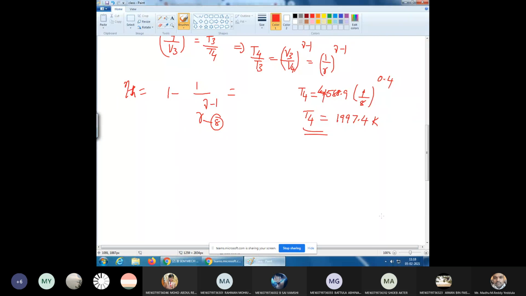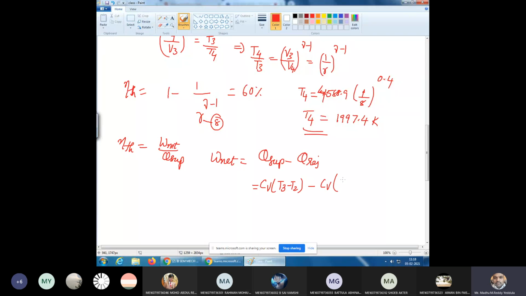60%, sir. Yes, sir. Even if, let us say, the compression ratio is not there, how will you calculate thermal efficiency? Thermal efficiency is equal to net work done by heat supplied. How to calculate net work done? Net work done is equal to heat supplied minus heat rejected. Heat is supplied in the process 2 to 3, Cv into T3 minus T2, minus heat rejected during the process 3 to 4, T3 minus T4.